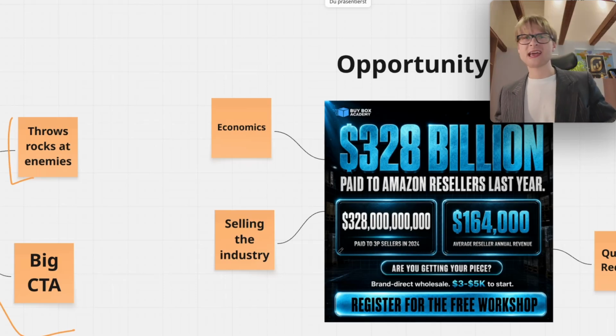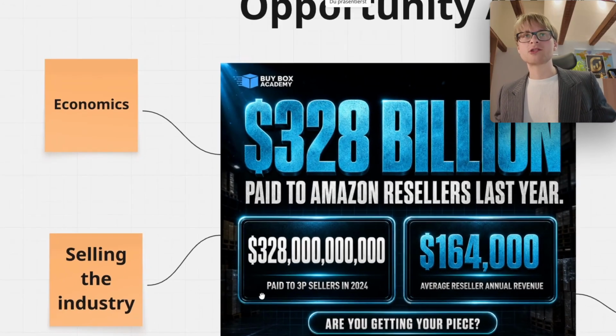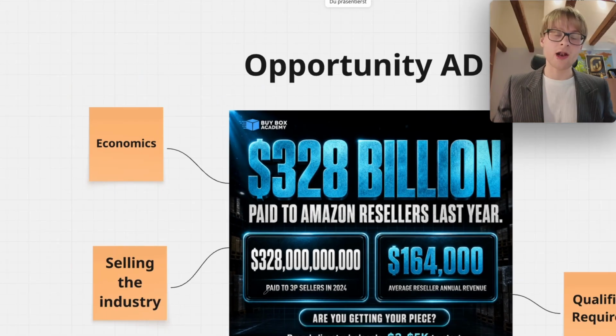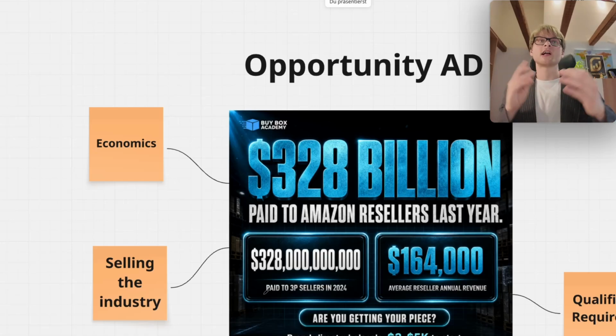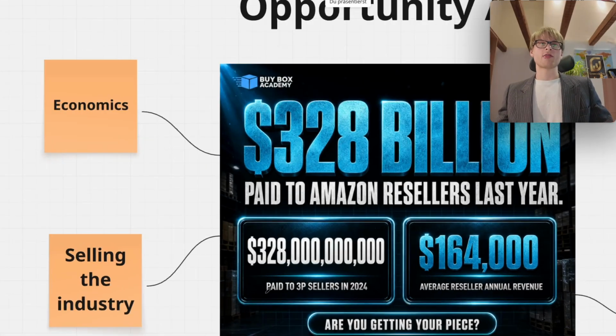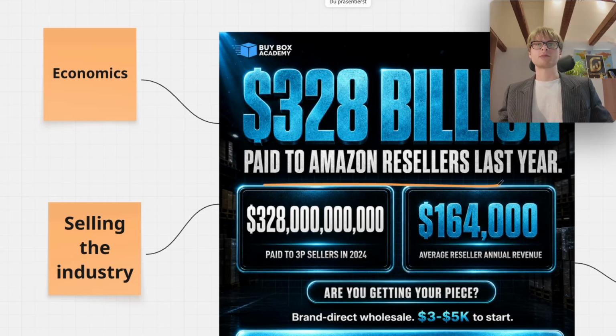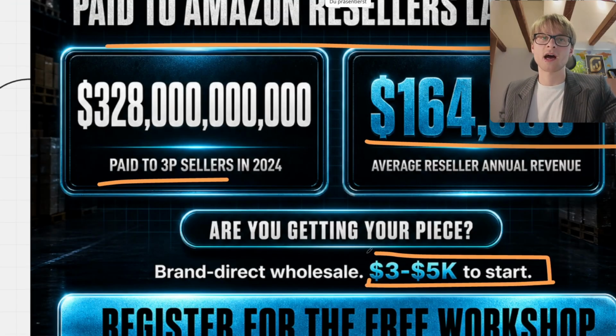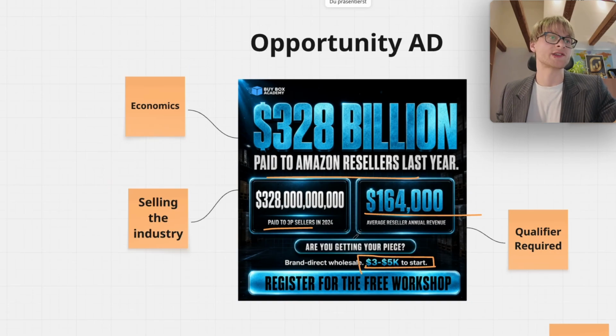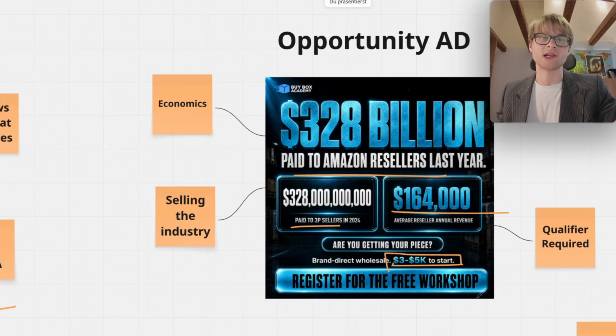Now, another ad format that is destroying is the opportunity ad. This can be an urgency ad or an opportunity ad where you want to sell the economics of the model. A lot of people, you need to hit people from different angles. And this is an ad where you sell the opportunity. And we have here $328 billion paid to third-party Amazon sellers, average seller annual revenue, are you getting your piece? And we have a qualifier here. You need 3 to 5K to start, because we're throwing in huge numbers here. This is always very, very important. This is selling the industry, okay?